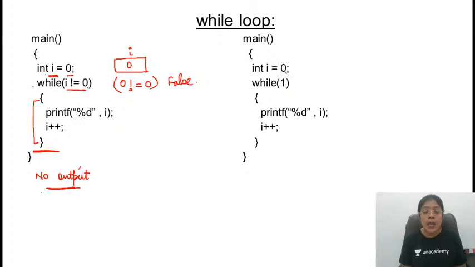main, int i is equal to 0, while 1, printf %d. Every time it has to print the value of i. So what will be the output? Quickly write in the comment section what will be the output for the second program. This one is the first and this one is the second.